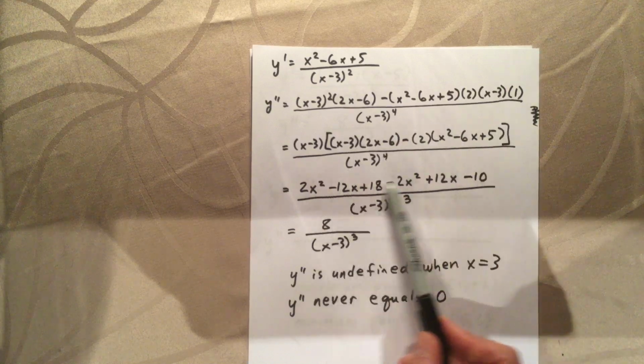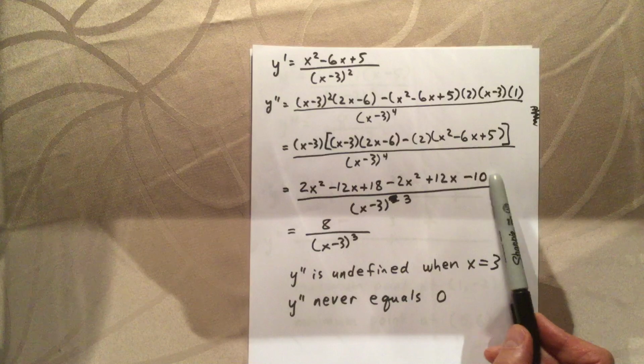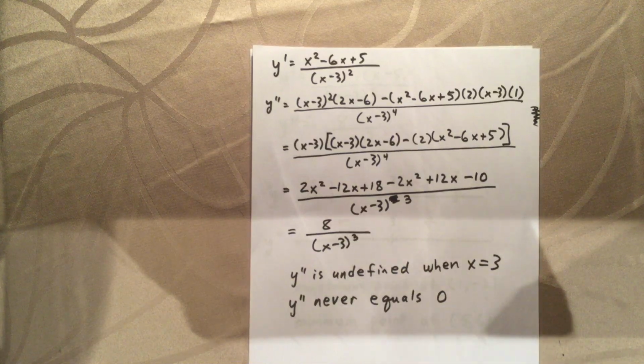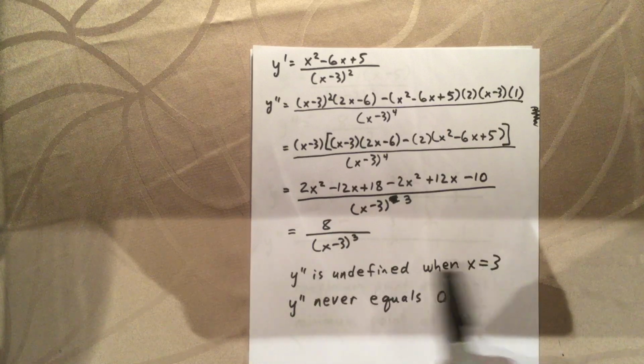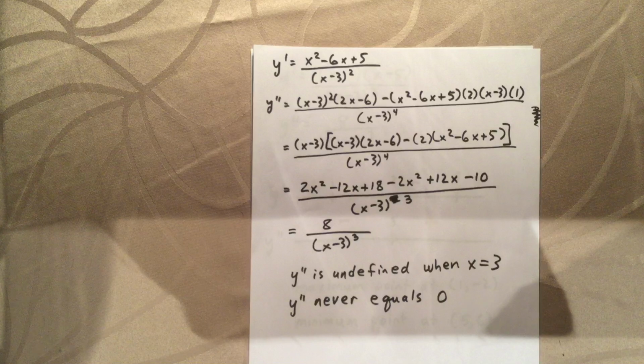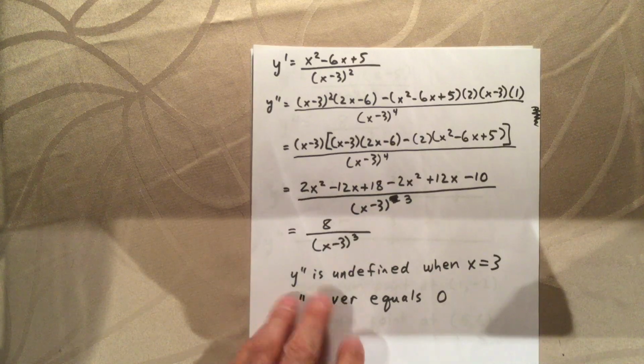Expanding this out, I get this long expression, which actually, believe it or not, simplifies to 8. So we have 8 over (x minus 3) cubed. Well, y prime prime will definitely be undefined when x equals 3, and that's no surprise because there's no point there. There's a vertical asymptote, but y prime prime we can also say will never equal 0.